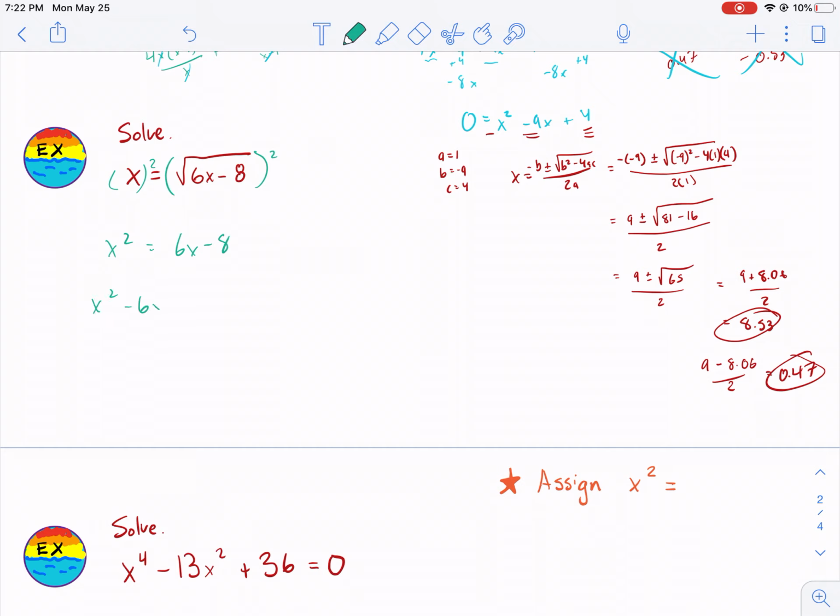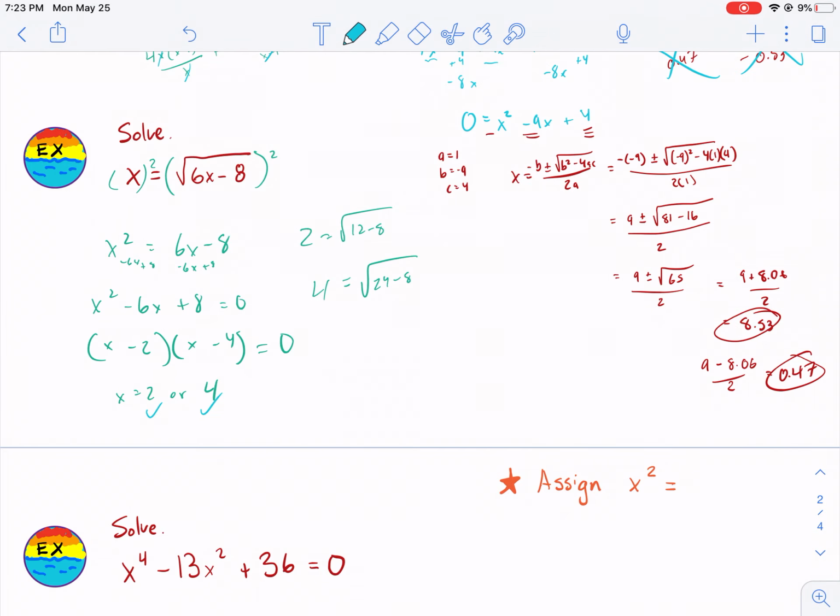Let's get everything over on one side. x squared minus 6x plus 8 equals 0. Can I factor? Yes, I can. x minus 4, x minus 2. So we get x equals 2 or 4. Is that correct? Well, if we plug in 2, is that equal to the square root of 12 minus 8? Yes, it is. What if I plug in 4? Is 4 equal to the square root of 24 minus 8? That's the square root of 16. Yes, it is. So we get 2 good answers there.